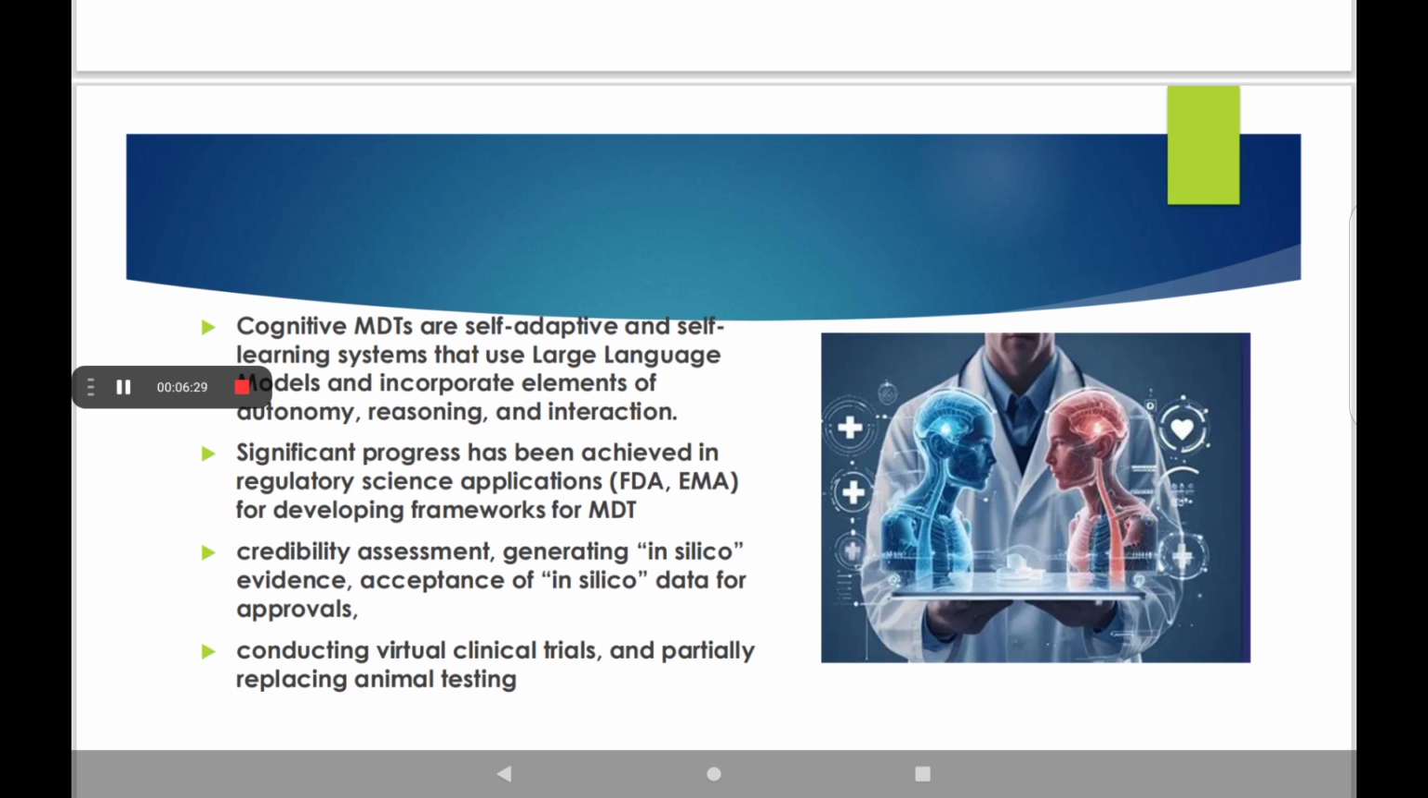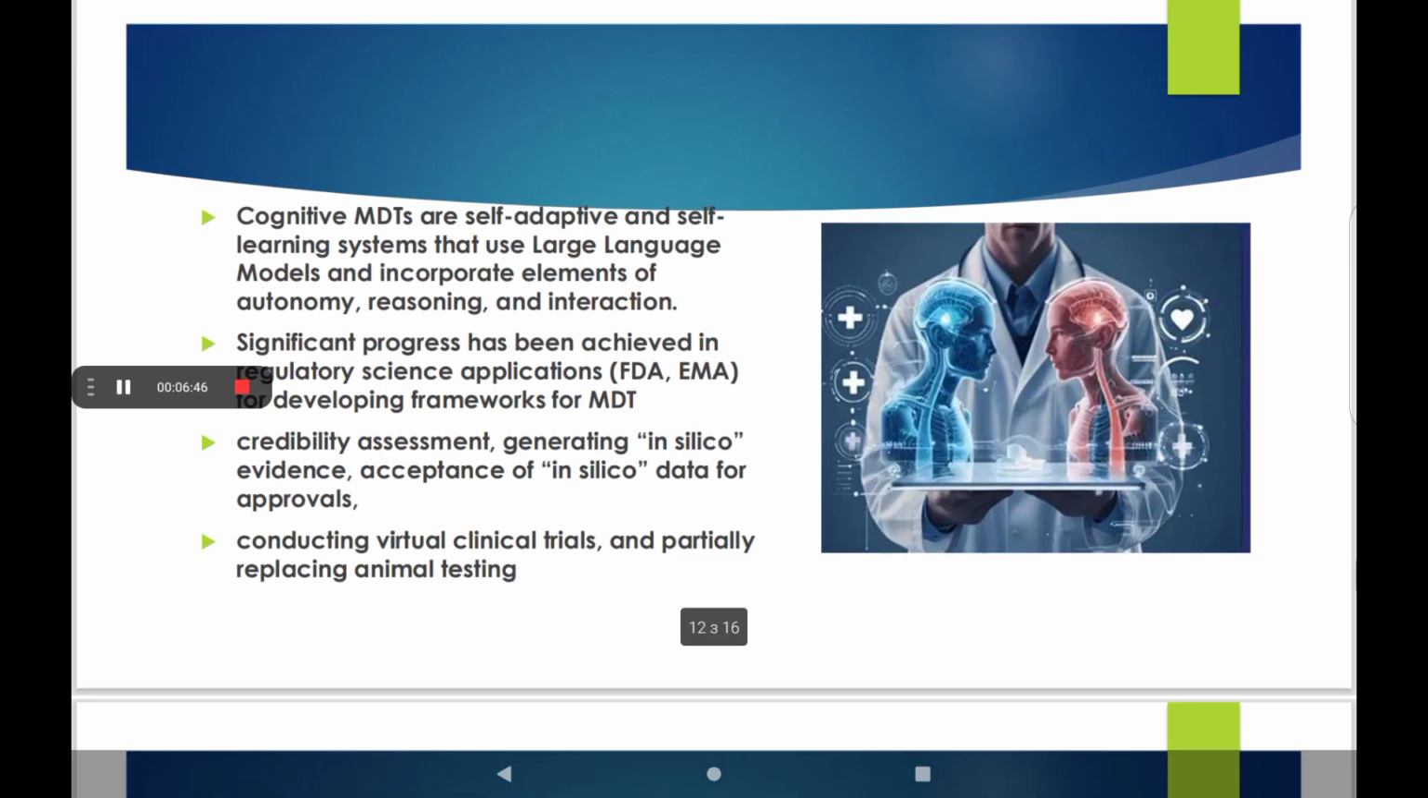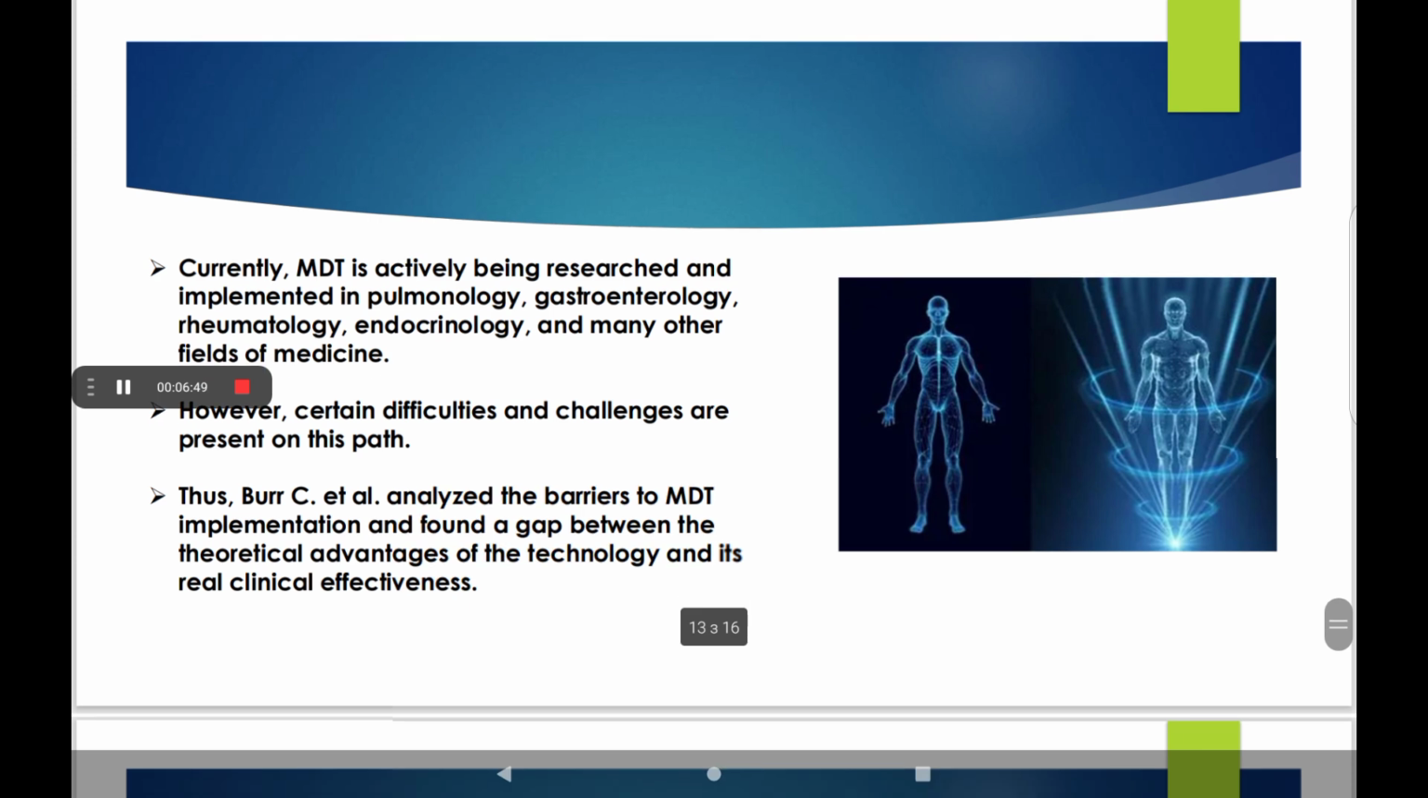development frameworks for medical digital twins. Credibility assessment, generating in silico evidence, acceptance of in silico data for approvals, conducting virtual clinical trials, and partially replacing animal testing. Currently, medical digital twins are actively being researched and implemented in pulmonology, gastroenterology, rheumatology, endocrinology, and many other fields of medicine.